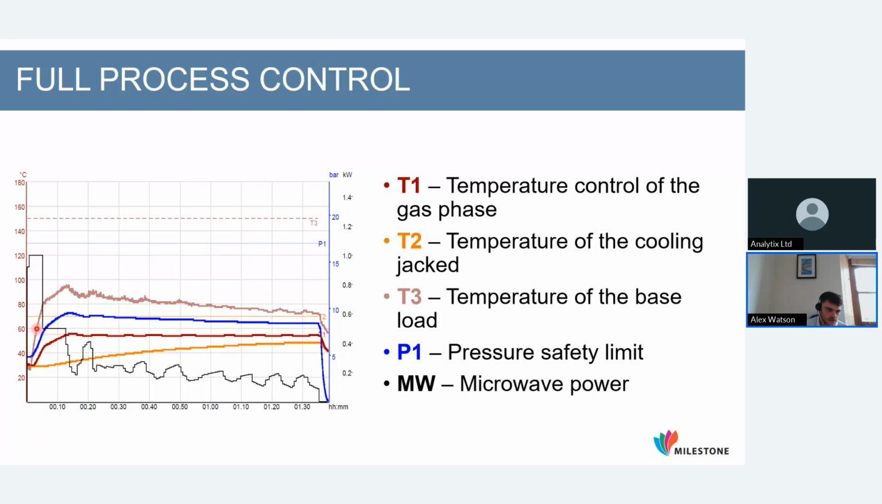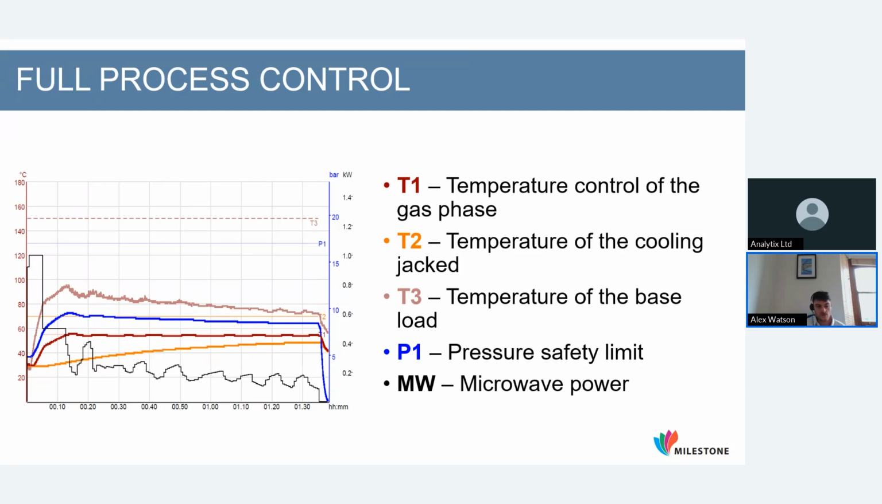Firstly, T1, that's the gas phase, and that's the important one. That's what the system is controlling and then monitoring. As you can see, we're bringing up from room temperature to our target temperature, which in this case is about 55 degrees. We're doing that in about 10 minutes. We're then stably holding at our set temperature till the end of the run, and then we rapidly cool. You can see in T2, this orange line here, this is the temperature of our jacket.